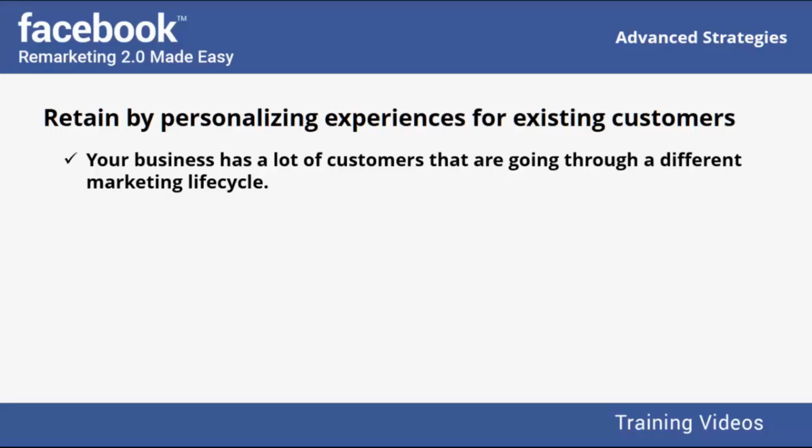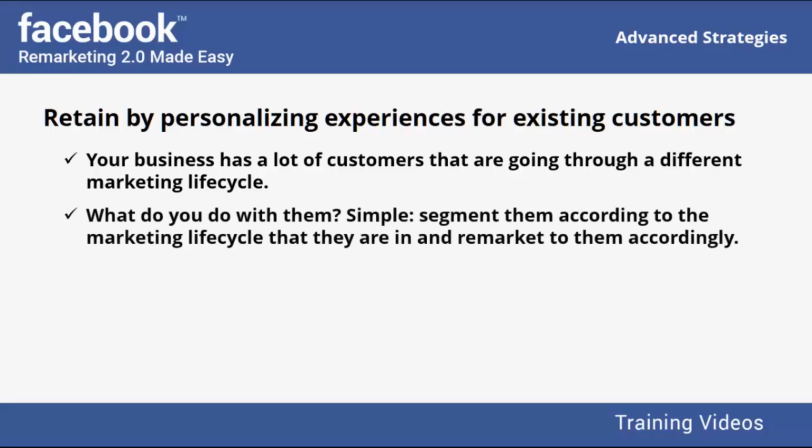Others are only checking your content. Some have stopped buying your products for some time, and some are mobile-only buyers. What do you do with them? Simple. Segment them according to the marketing lifecycle that they are in and remarket to them accordingly.